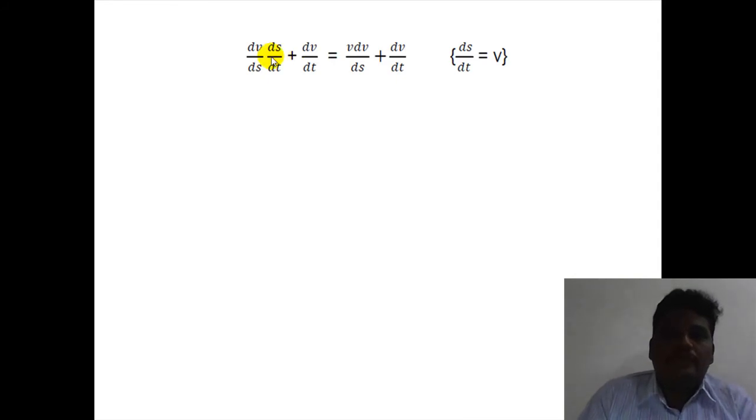dV by dt, ds by dt is equal to v. Now dV by ds into ds by dt plus dV by dt is equal to, we can write as: ds by dt is nothing but velocity. Velocity into dV by ds plus dV by dt.